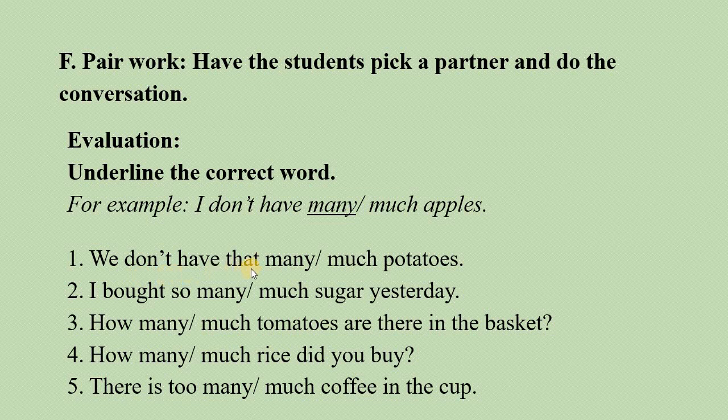We don't have that much potatoes. Underline many. I bought so much sugar yesterday. So sugar is an uncountable noun. Underline much. How much tomatoes are there in the basket? Tomatoes is a countable noun. Underline many. How much rice did you buy? So rice is an uncountable noun. Underline much. There is too much coffee in the cup. Coffee is an uncountable noun, so there is too much coffee in the cup.